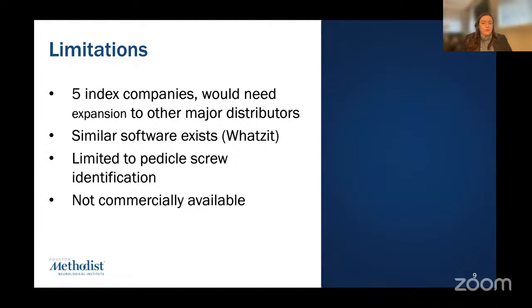The other part is that this only specifically looked at lumbar pedicle screws in single level surgery. So how does this machine learning apply to other types of screws, longer constructs, maybe mixed constructs? And the last part is it's not commercially available. So they proved it in a study, but they don't have a plan for how to show that we can use this out in practice.